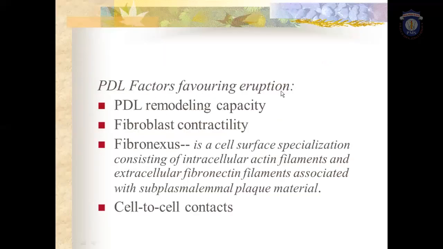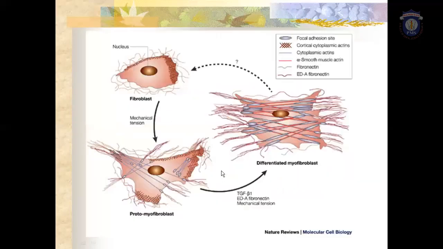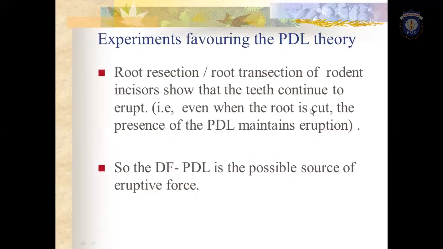The factors which favor eruption in this theory are the PDL remodeling capacity, the fibroblast contractility, and the presence of the fibronexus, which is a material which binds the cell to the matrix. This is a picture of the structure of the fibroblastic cell, or the myofibroblast, which is the kind of cell seen in the periodontal ligament. It is a differentiated fibroblast which has greater contractile functions due to the presence of the actin and myosin filaments.